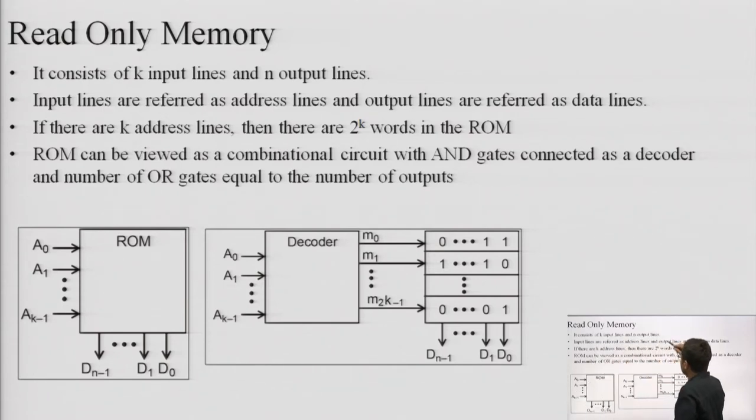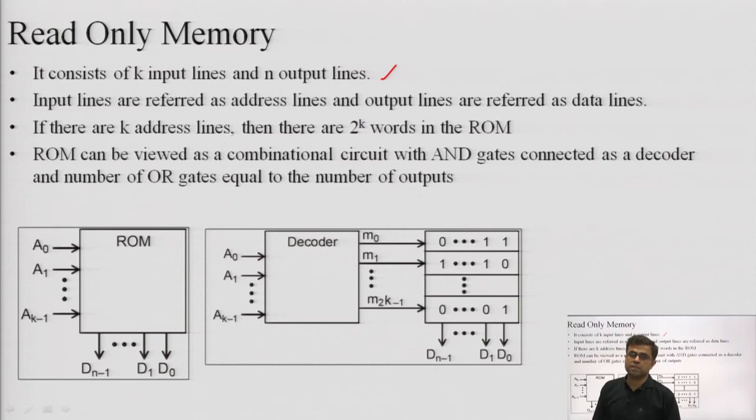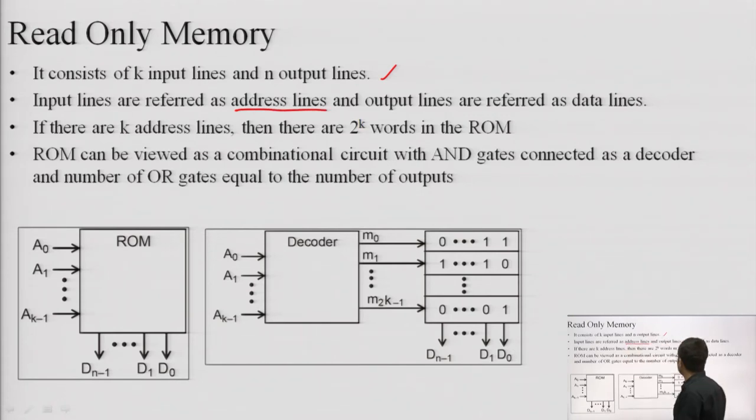Read-only memory consists of k input lines and n output lines. That means if my system requirements are such that there are k inputs and n outputs, for example a full adder, there will be 3 inputs and 2 outputs, so k is equal to 3, n is equal to 2. The input lines are referred to as address lines, and output lines are termed as data lines.